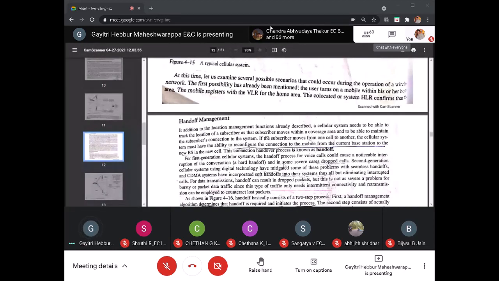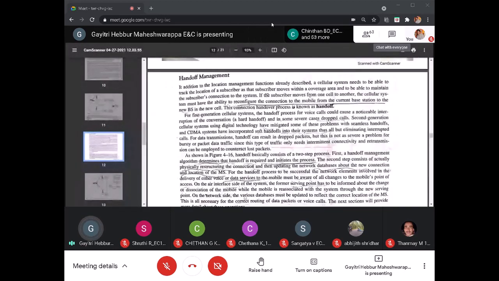Okay. So in the first generation cellular system, we call it a hard handoff process. Why is it called a hard handoff process? The handoff process for a voice call could cause noticeable interruptions of the conversation and, in some severe cases, drop the calls. So for that reason we call it a hard handoff.